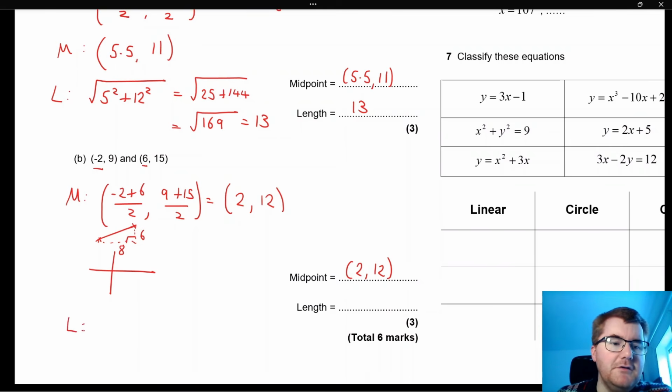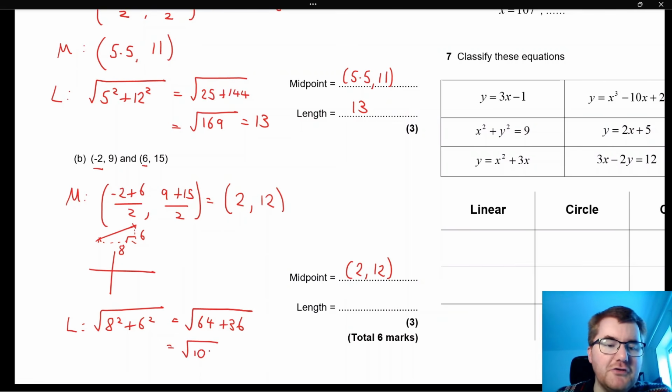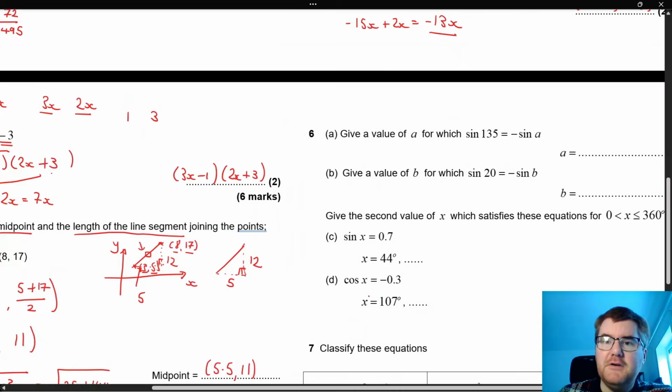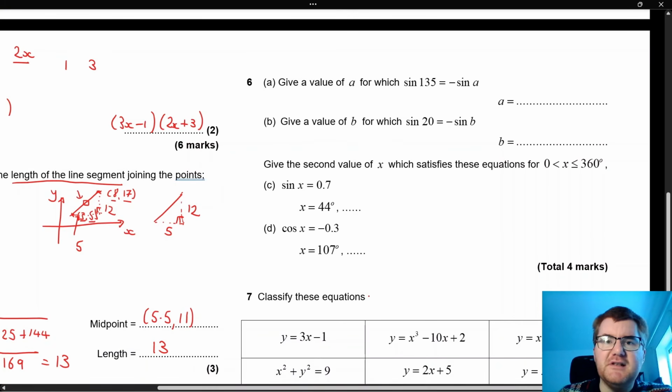So we can again use Pythagoras directly here. The square root of 8 squared plus 6 squared. So 8 squared here is 64, 6 squared is 36. Aha, this adds up to 100, and the square root of 100 is equal to 10, giving us all the marks for this question.